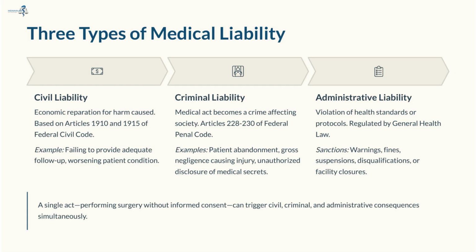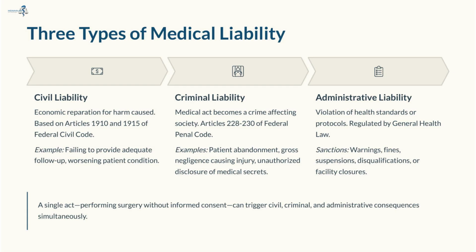Finally, there is administrative liability. This is perhaps the most common form in institutional contexts. It does not require evident harm to the patient, nor does it require a crime to be committed. It is enough to have violated a health standard, an institutional protocol, or a legal provision. It is regulated by the General Health Law and the General Law of Administrative Responsibilities. It is supervised by bodies such as COFEPRIS, state health secretariats, or internal hospital committees. Sanctions range from warnings or fines to disqualifications, suspensions, and even closures in the case of establishments.